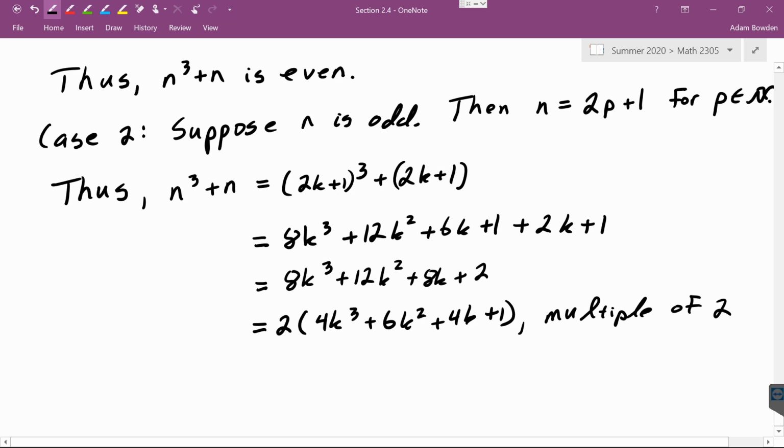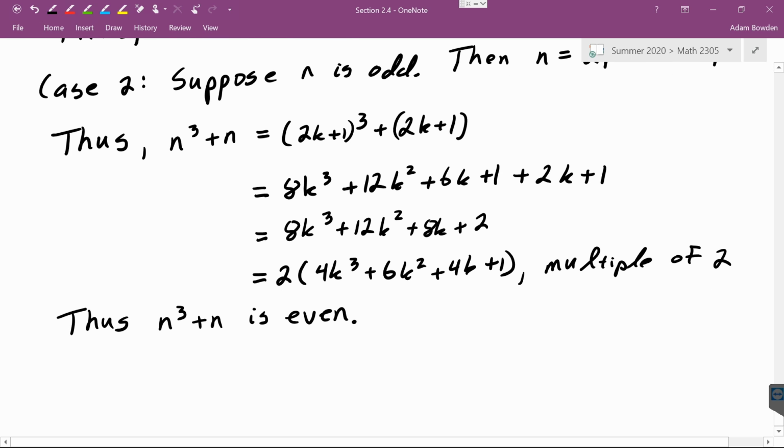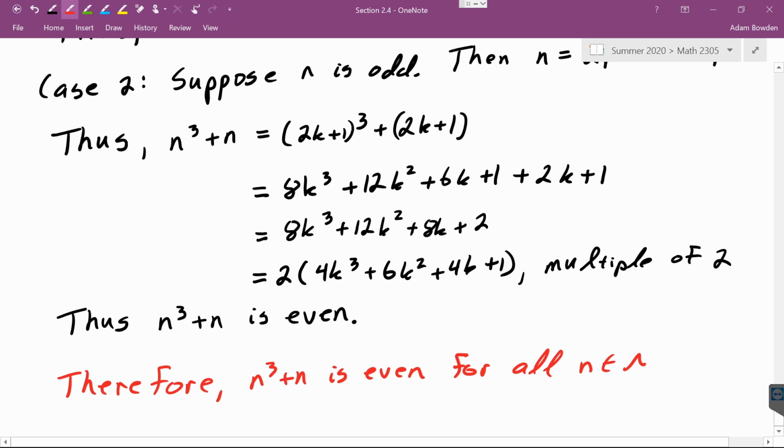And so we know that n cubed plus n is even in this case as well. And so, therefore, n cubed plus n is even for all n in the natural numbers.